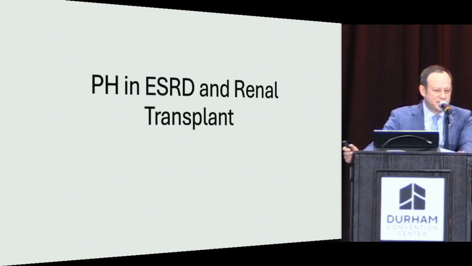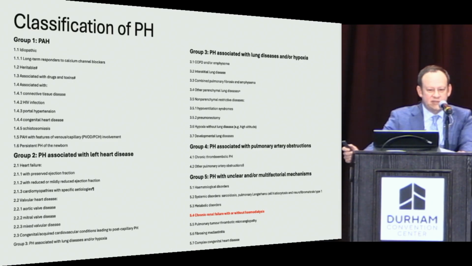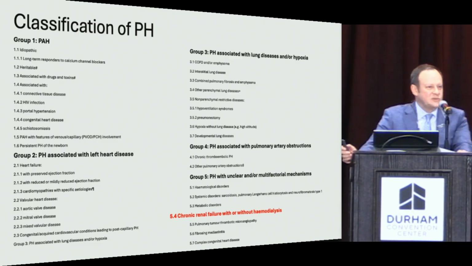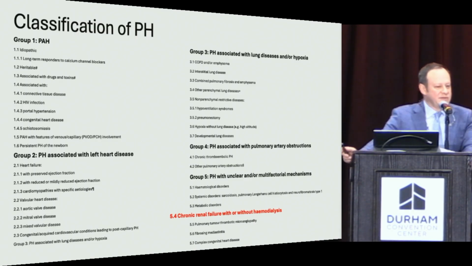So to start off, let's talk about end-stage renal disease and kidney transplantation. This has been shown already today a few times. This is the current 5-group classification of pulmonary hypertension. And if we look at patients with chronic renal failure with or without hemodialysis, they fall in group 5, multifactorial with unclear mechanisms.